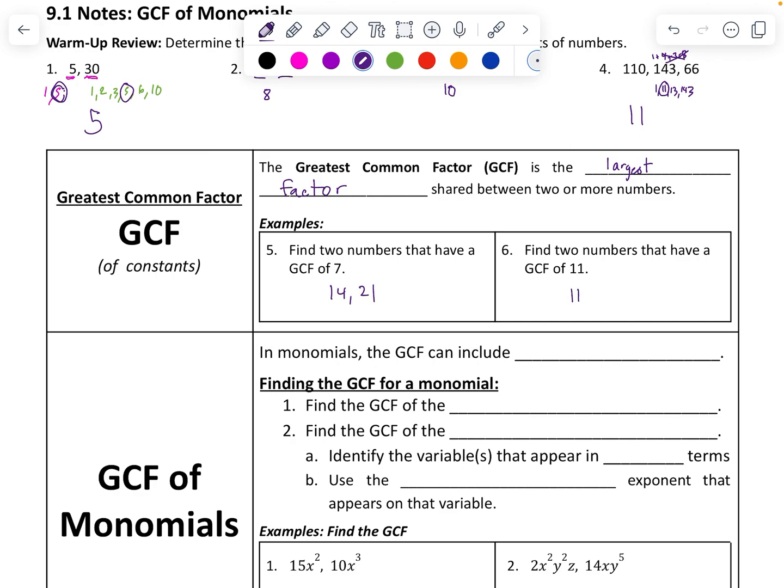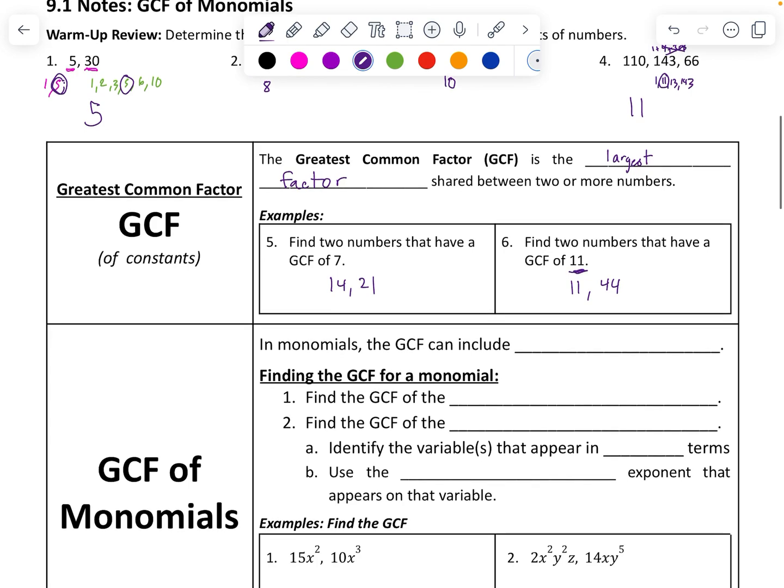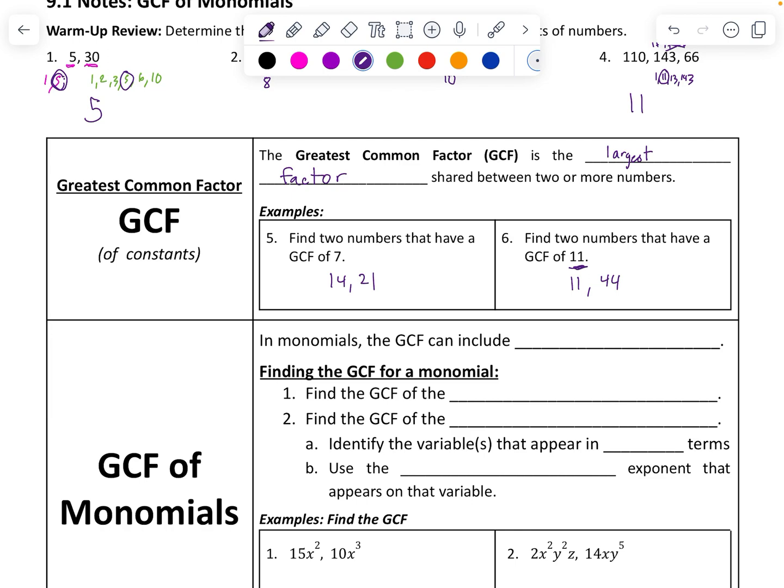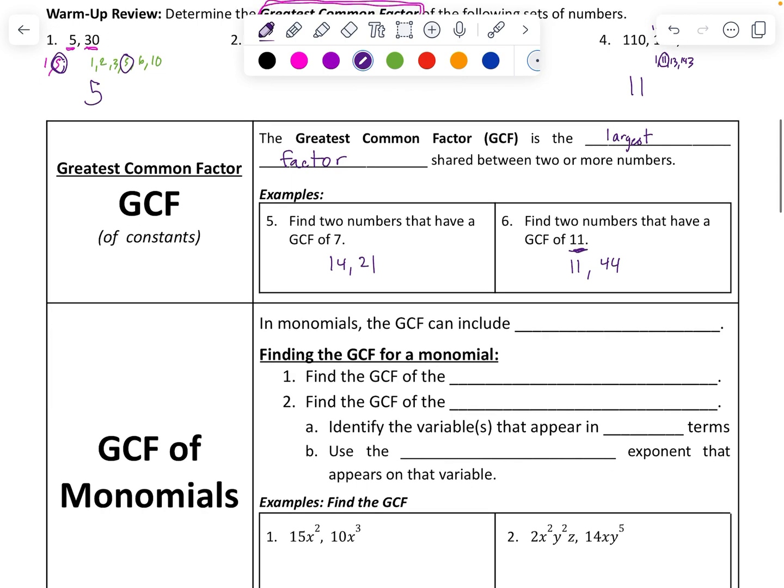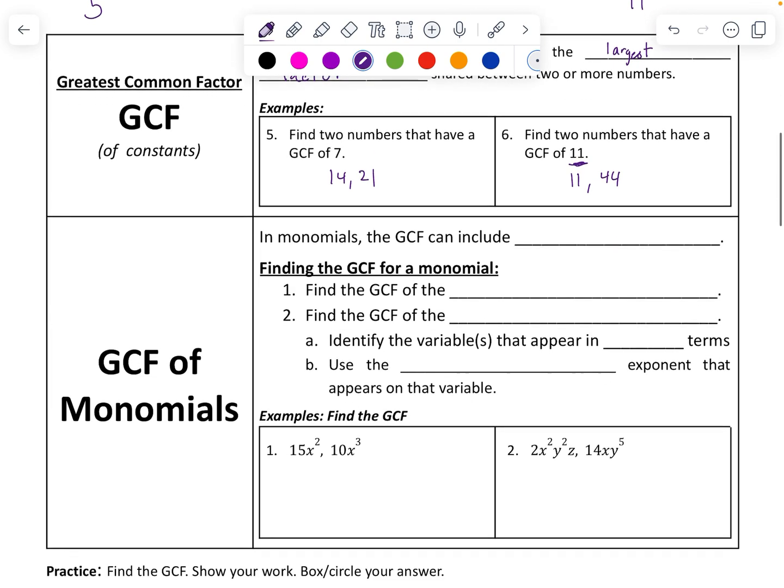How about 11 itself? And, I don't know, 44. If you do pick one of the numbers to be your greatest common factor, then you're assured that it's at least the largest, because you can't go higher than 11 for factors of 11. So that's all greatest common factor review.